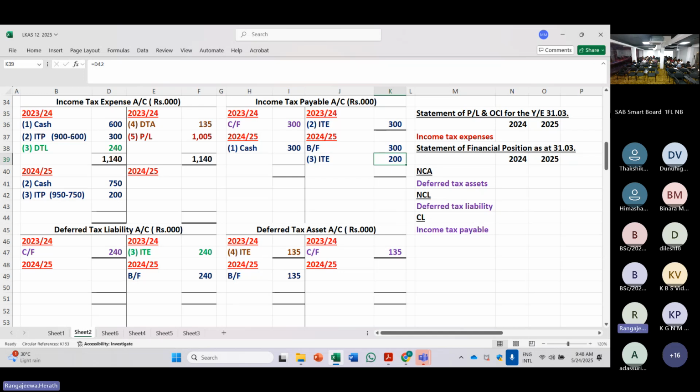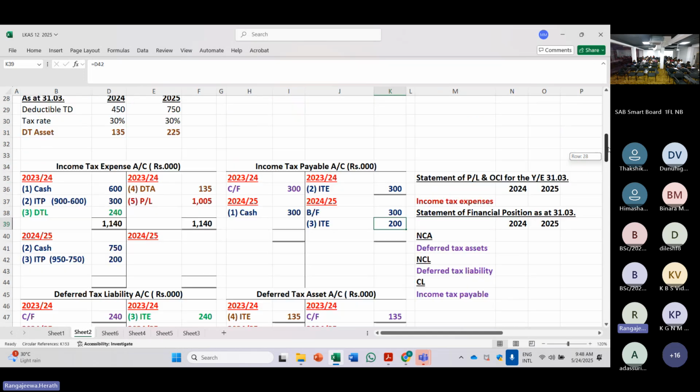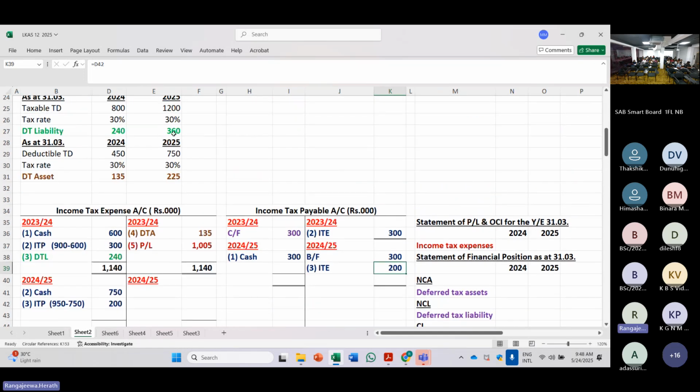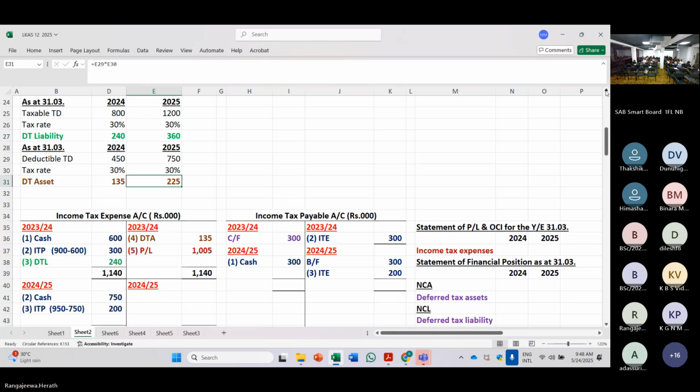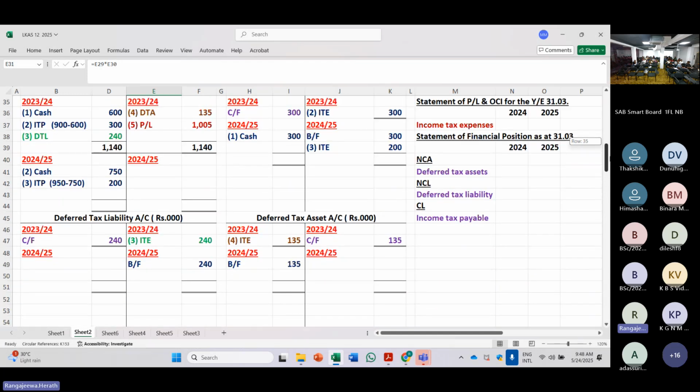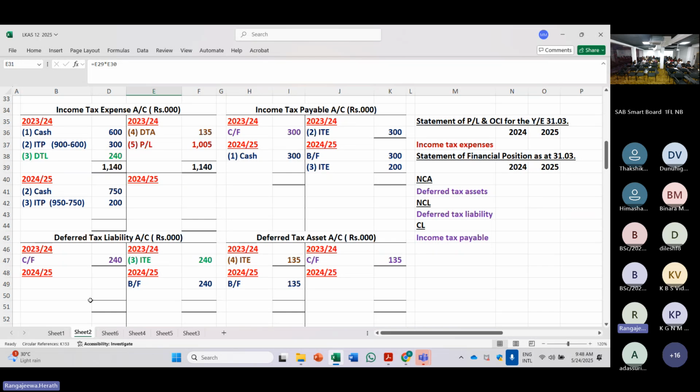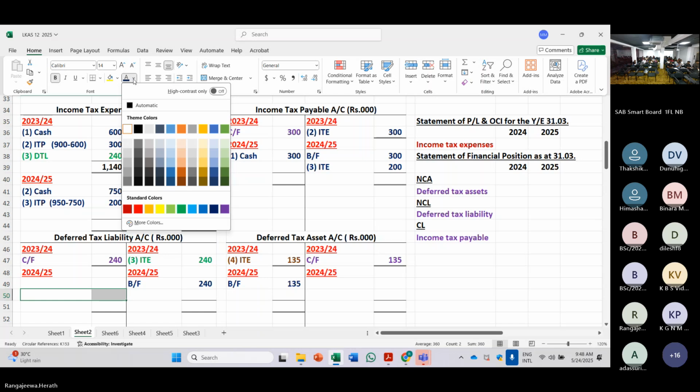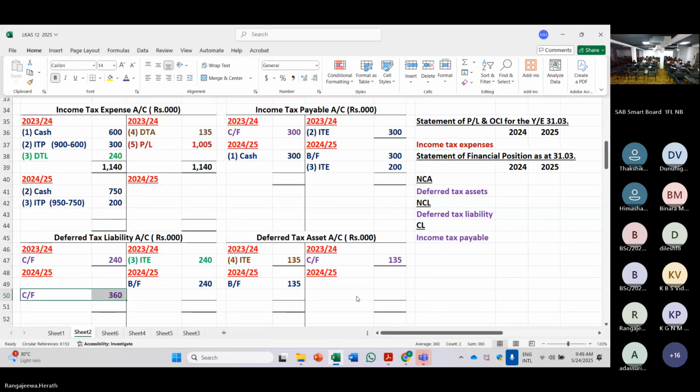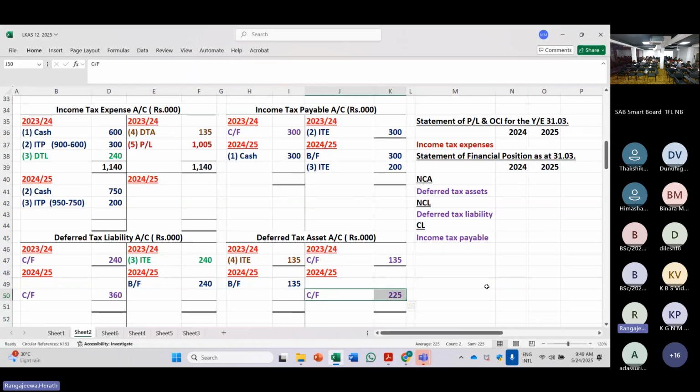Now we have already calculated what is the deferred tax liability and deferred tax asset at the end of 2025. Deferred tax liability 360, asset 225. Let us calculate: taxable temporary difference into tax rate, deferred tax liability. Deductible temporary difference into tax rate, deferred tax asset. So we have deferred tax liability carried forward balance 360. Deferred tax asset carried forward balance 225. Now our balances දෙක අපි හොයාගත්තා.